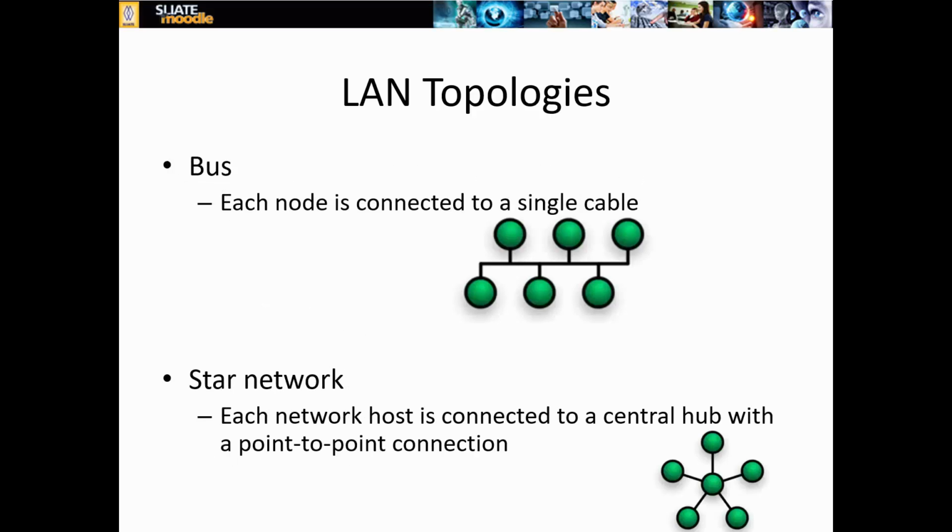When we consider bus topology, here each node is connected to a single cable. As you see in this picture, there's a single cable in the middle and all the other nodes are connected to that cable. And when we talk about star topology, the arrangement looks like a star, and in the middle we have a central device called a hub or a switch, and all the other nodes are connected to that hub or switch using point-to-point connections.